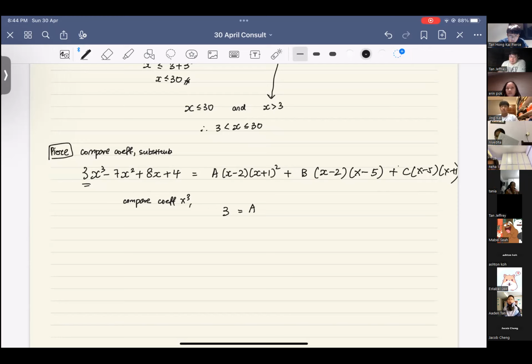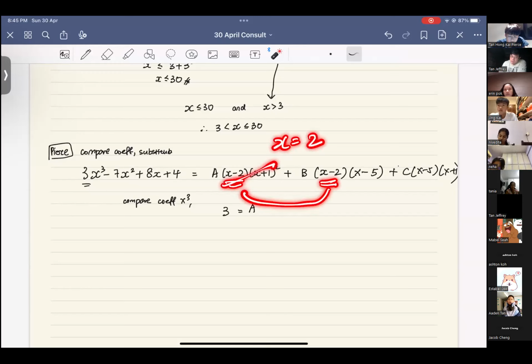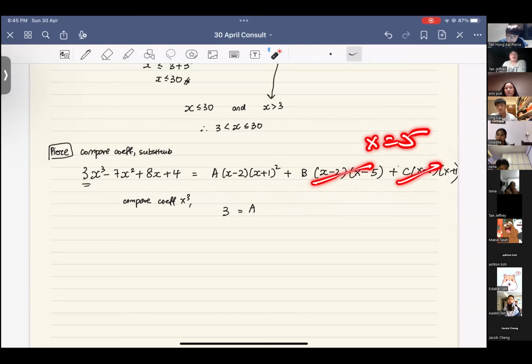Okay, so next, I will do substitution. With substitution, you need to observe very carefully the factors that you sub. It will help you to get rid of many terms. For example, here, when I see this x minus 2 appearing, I know that if I sub x equals to 2, these 2 will pass away. I can find c. Also, if I see x minus 5 here, if I sub x equals to 5, these 2 will pass away. Then I can find my a also. So that's how I mix my comparing coefficient and substitution together.